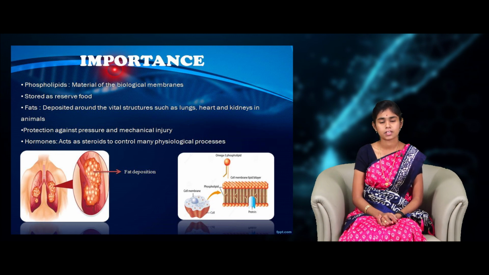Fats are deposited on the walls of the lung, heart and kidney. Sometimes we may get hit by hard things that damage our organs. At that time, these fats deposited on our organs protect us from mechanical injury and pressure. Finally, steroids. Steroids are very important and play an important role in maintaining membrane fluidity, and they also play a role in cell signaling and cell communication.